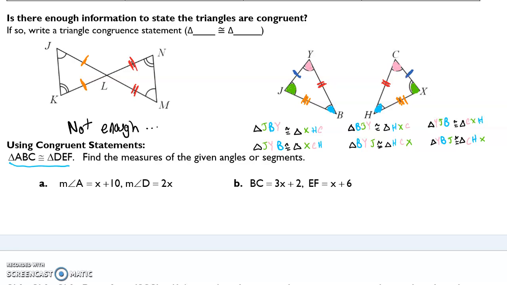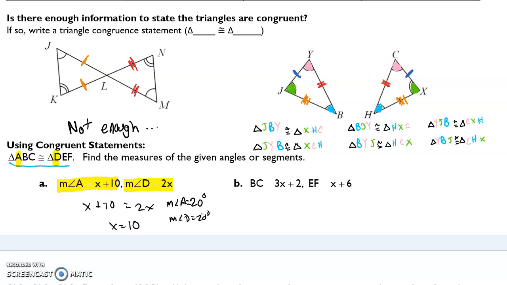All right, and for the last part of this page, we have find the measures of the given angles or segments. Well, again, it comes down to understanding congruent statements. Measure of angle A equals x plus 10. The measure of angle D equals 2x. Well, A and D correspond. So these two must be equal. X plus 10 must equal 2x. So x is 10. And so if I know that x is 10, I know that the measure of angle A is 20 degrees. I know that the measure of angle D is also 20 degrees.